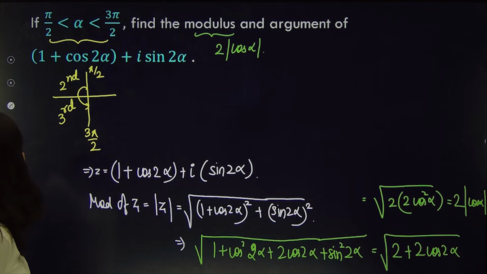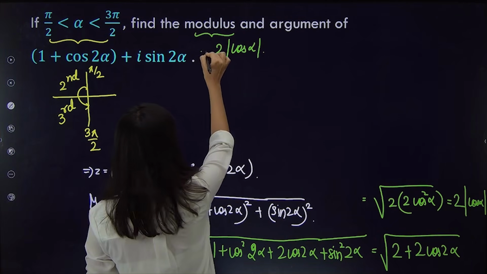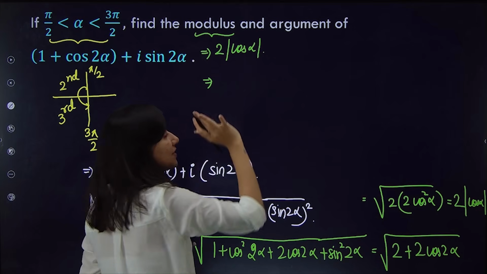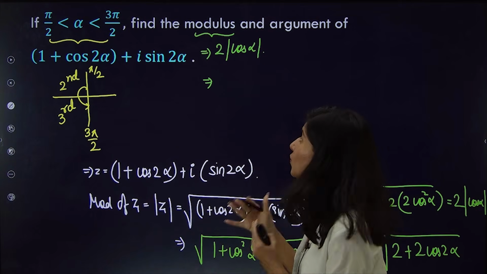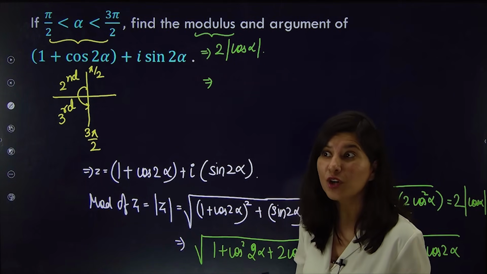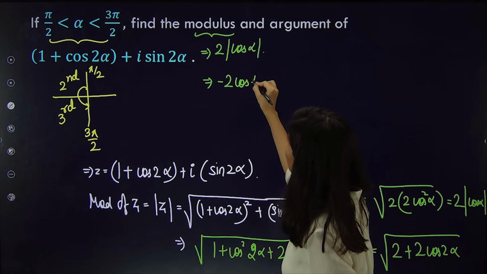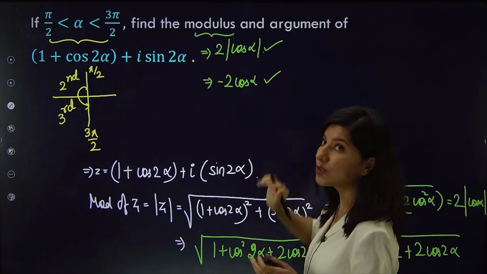Now cos alpha, second and third quadrant. Cos alpha is negative, so you cannot give this answer. So which answer you should give? Modulus will get open. So this is fine. 2 mod cos alpha is fine. But the answer cannot be 2 cos alpha. It will be minus 2 cos alpha. Either this or this, because both are positive.